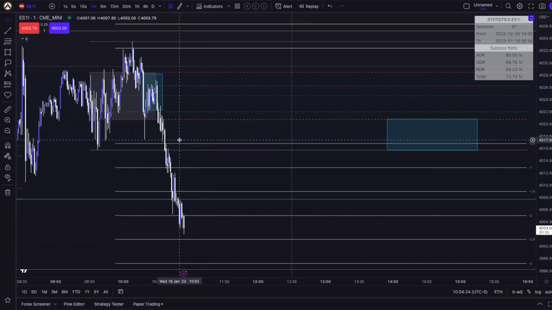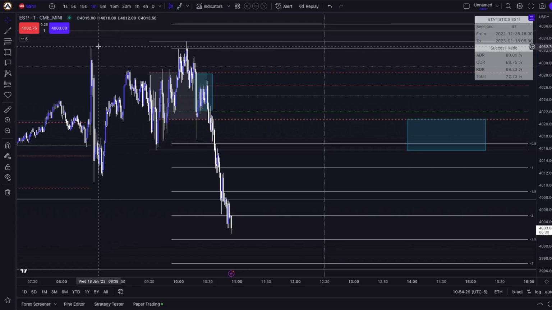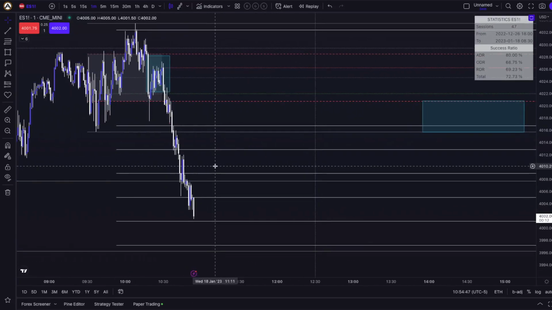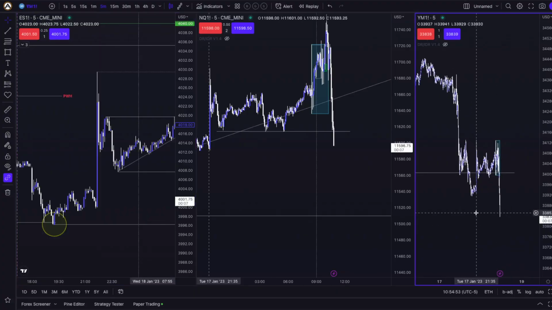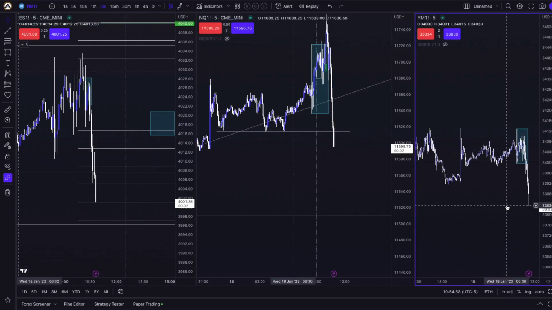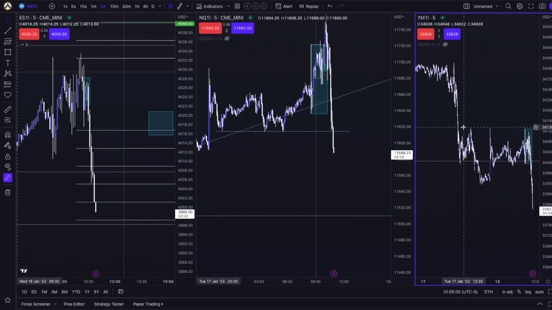I'd say the perfect entry would have been, well, it's hard to call it a perfect entry. ICT also said he's going to be on the sidelines until the PM session, which is going to start right here. We're going to see what happens within that time. We're still dropping, still looking like a falling knife. I don't even want to see what YM is doing if already the S&P is dropping like it's hot. YM's definitely not showing strength.